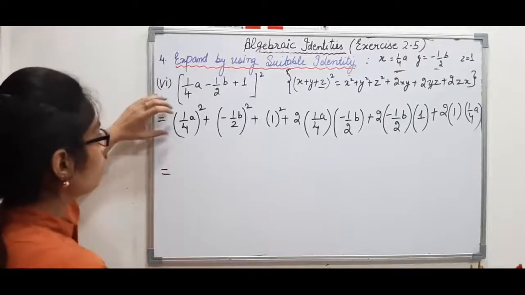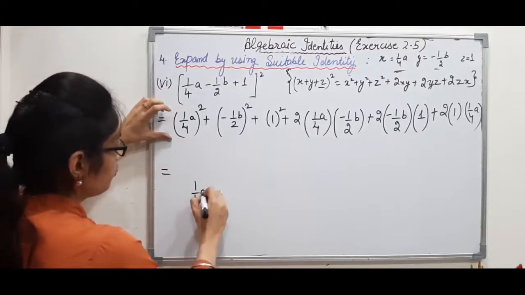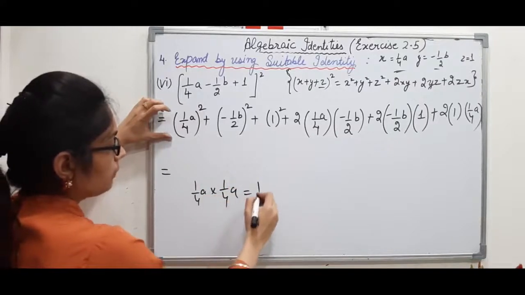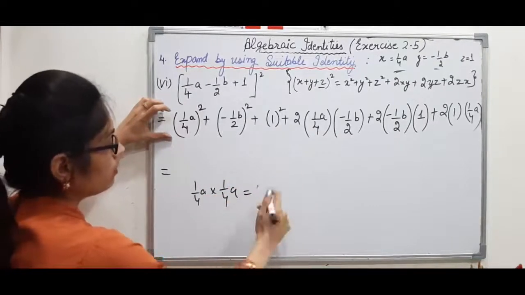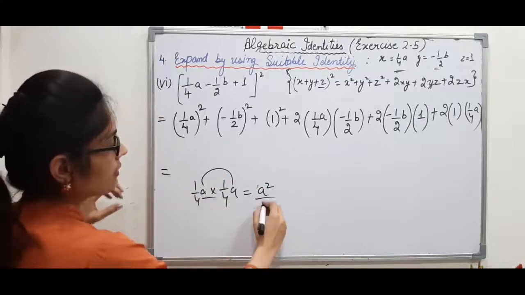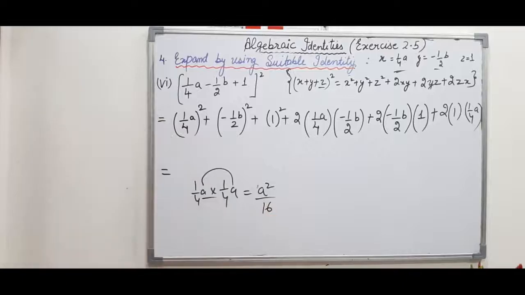1 by 4a whole square, which means 1 by 4a into 1 by 4a. 1 into 1 is 1, or you can write a square by 16. Because a into a is a square, 4 into 4 is 16. So a square by 16.